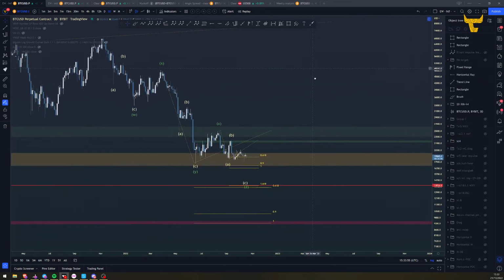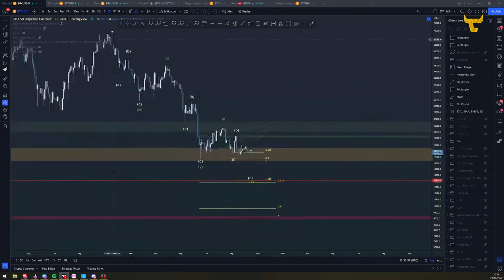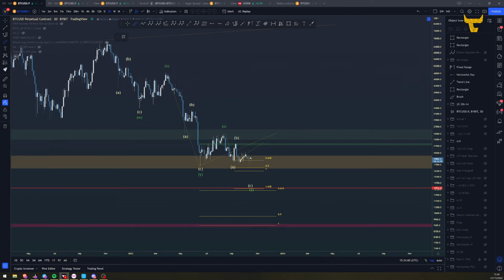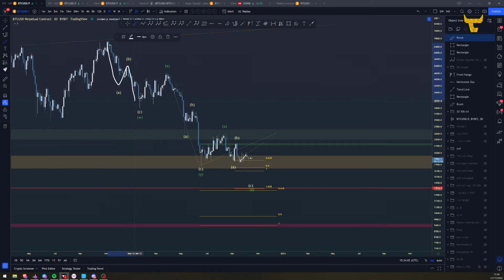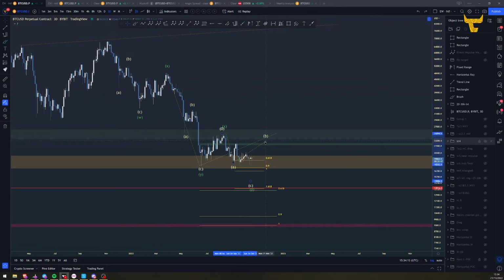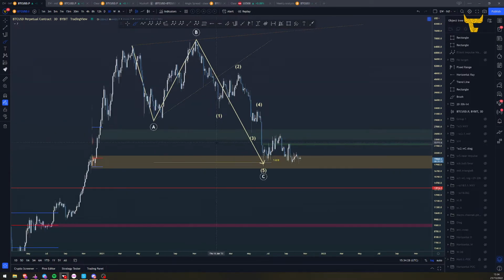An alternative corrective count, yeah, WXY, XZ. We have a nice ABC here, here as well, and here potentially in process. Are we already in the C, or are we still in the B? That remains to be seen. For now, we have a mess that is not countable, not easy to count. The ABC finished. We have a bottom here.